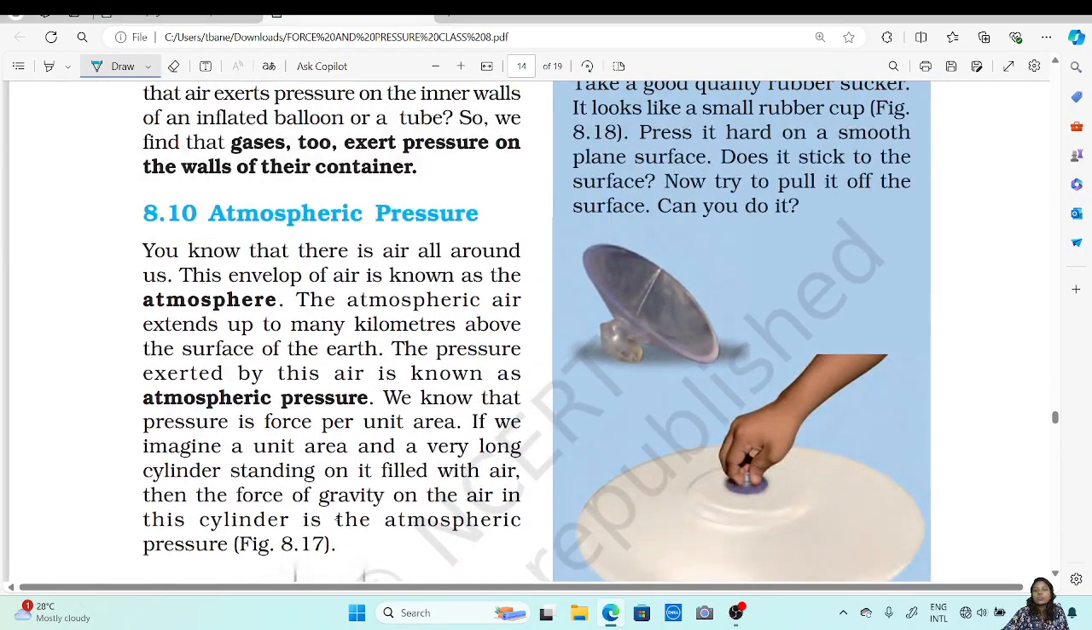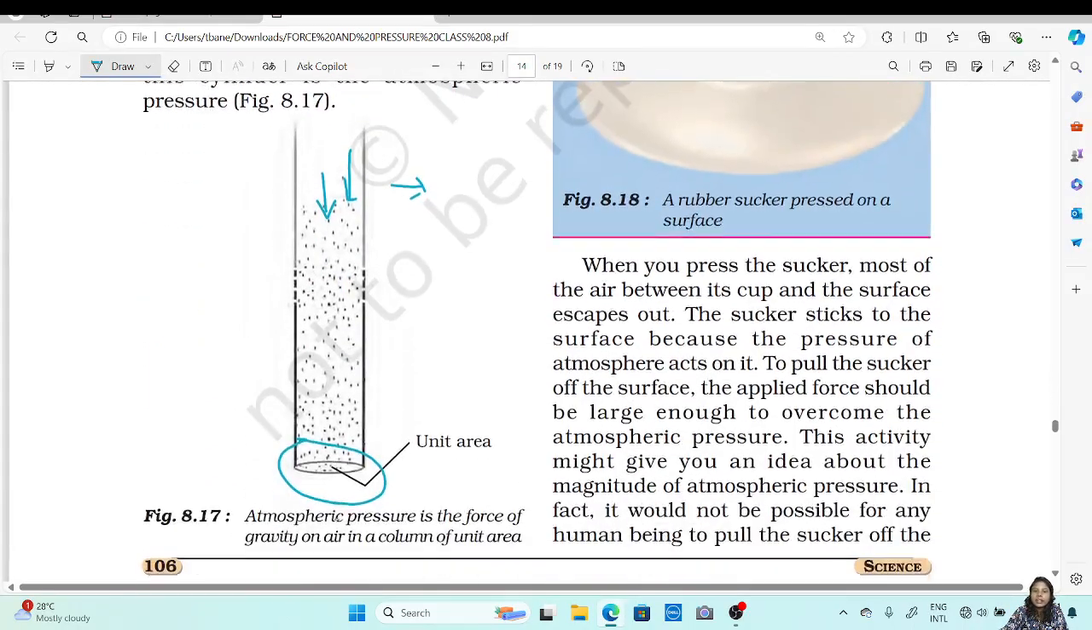Can you do it? We have seen those suction pumps: when you attach it to something and push it in, then when you try to pull it out, it won't come out. Why? Because when you press the sucker, most of the air between its cup and the surface escapes out. So there is no air inside, and the sucker sticks to the surface because the pressure of the atmosphere acts on it.